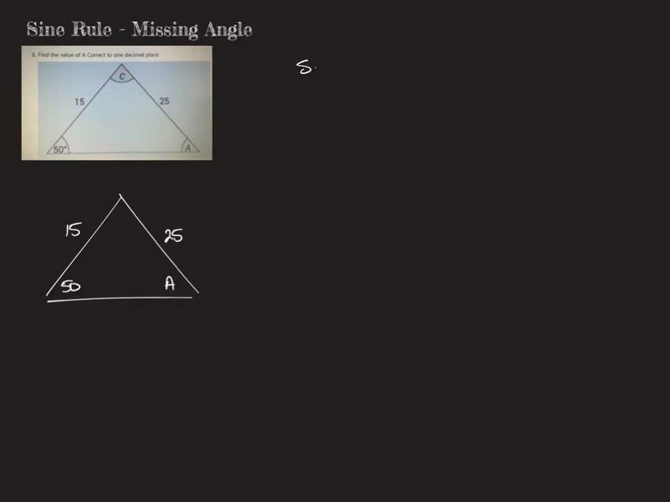So the sine rule is a over sine A is equal to b over sine B. Okay, so you should know the sine rule is a over sine A is equal to b over sine B. And we'll have a look at that there, right? So when you're using the sine rule, you just need to make sure that you have opposite sides and opposite angles. So I'm going to pair these two together first of all.